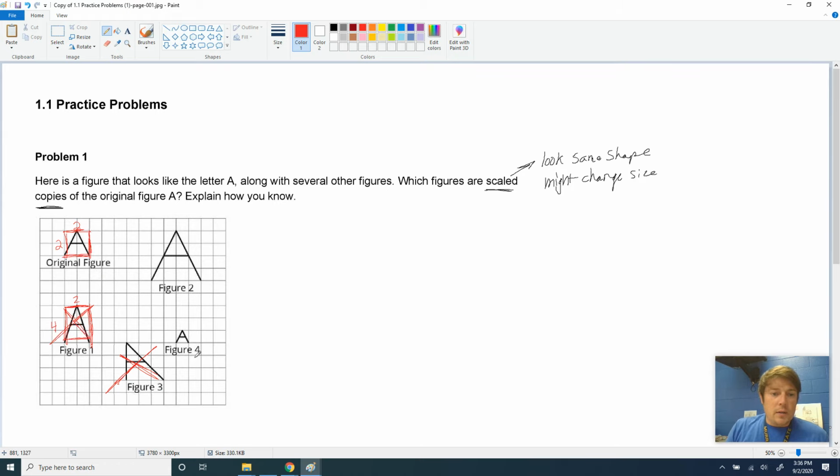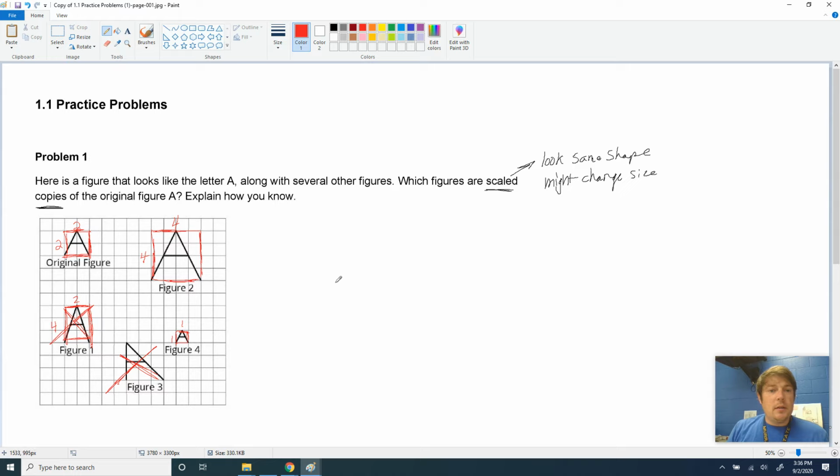Now these other ones, figure 2 and figure 4, we could box them in and see that they're still very boxy in shape. This one fits in a little square by itself. So with this one being 4 by 4, this one being 2 by 2, and this one being 1 by 1, and they all look very similar, I feel like figure 2 and figure 4 are scaled copies of the original.